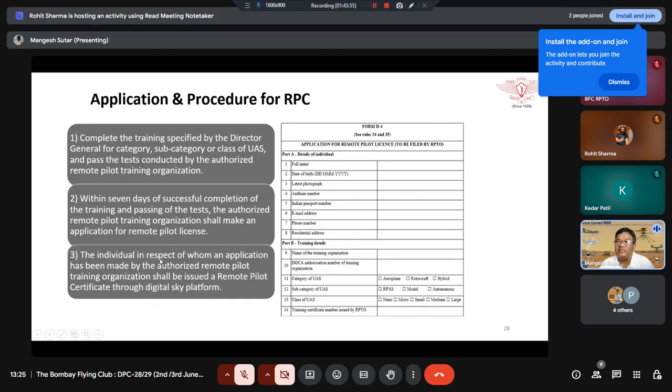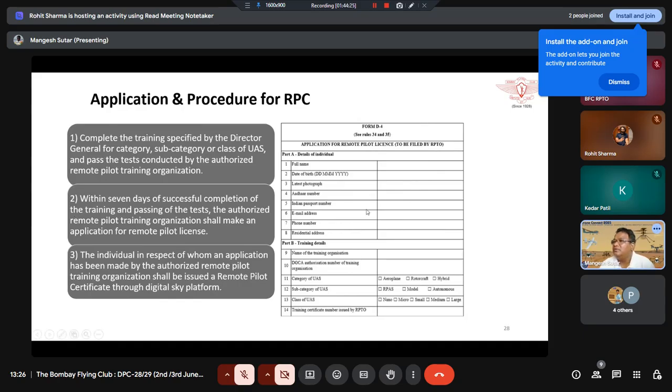The individual in respect to whom an application has been made, the authorized remote pilot training organization shall issue a remote pilot certificate through the Digital Sky platform. So once we have the certificate available with us after 7 to 10 days, we will call you to our organization, that is our BFC office in Juhu. From there, you can come and collect. I will personally, most of the time, hand over the certificates to you in the Bombay Flying Club office.